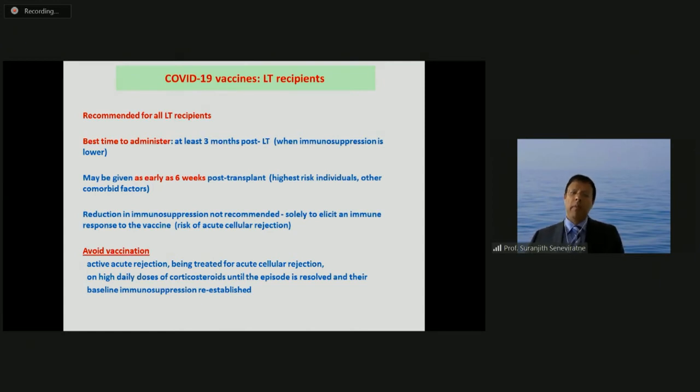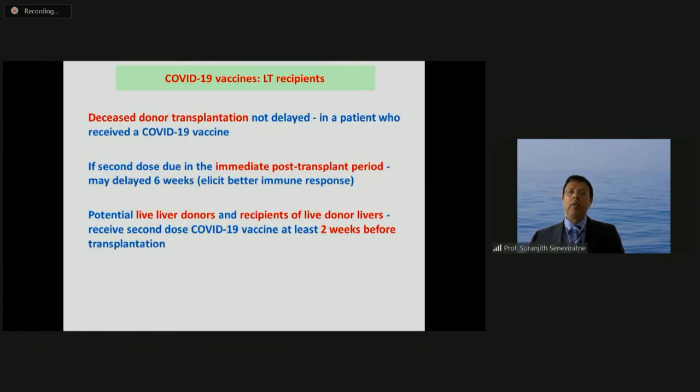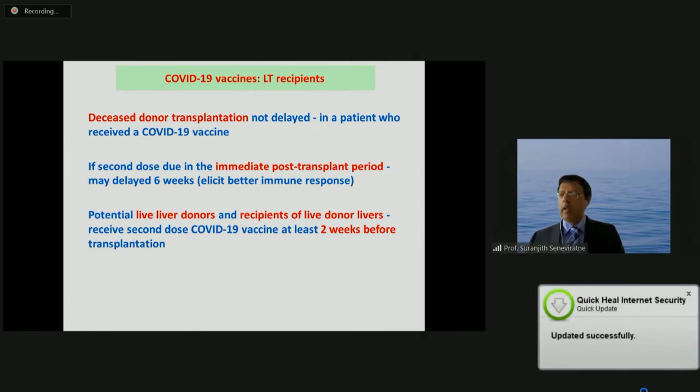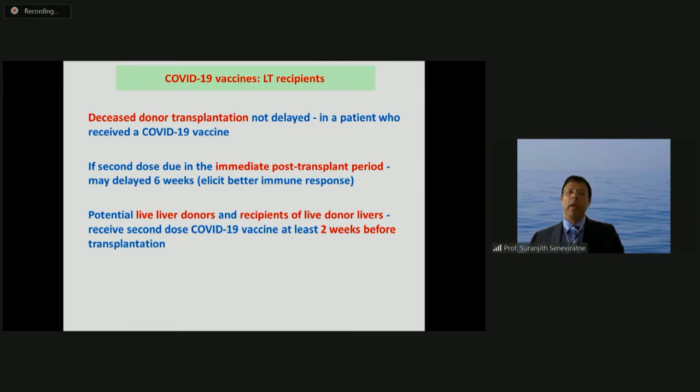So this is what we follow in our transplant centers in the different hospitals here. Again, because the recipient has been vaccinated, you don't delay donor transplantation, because that is a vital organ. If a second dose is due in the immediate post-transplant period, just wait about 6 weeks before giving it. And in patients who are on the list, please vaccinate them at least 2 weeks before, both the recipient and the donor, if it's a known time period, because it takes at least 7 to 10 days for the immune response to come. So these are some of the guidelines that we use with regards to liver transplant patients.